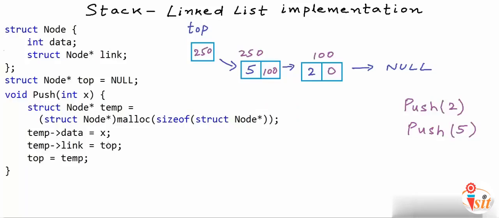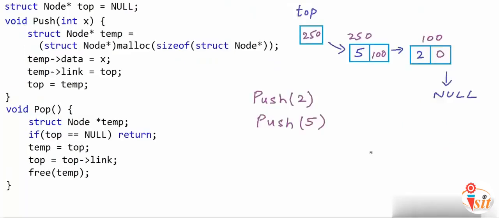Okay, let's now see how pop function will look like. This is my pop function. Let's say for this example, I'm making a call to pop function. We can check whether stack is empty or not by checking whether top is null or not. If top is null, stack is empty. In this case, we can throw some error and return. For this example here, stack is not empty.